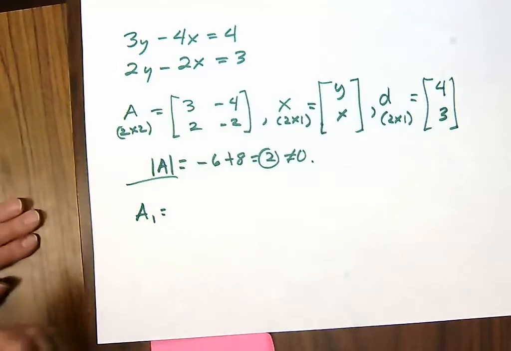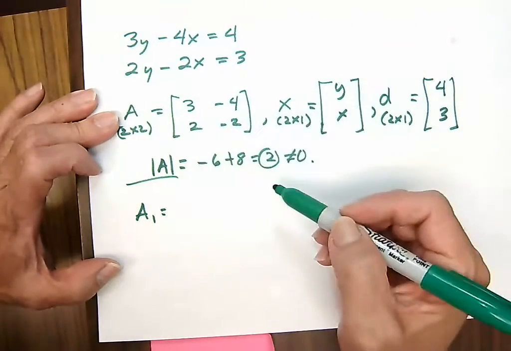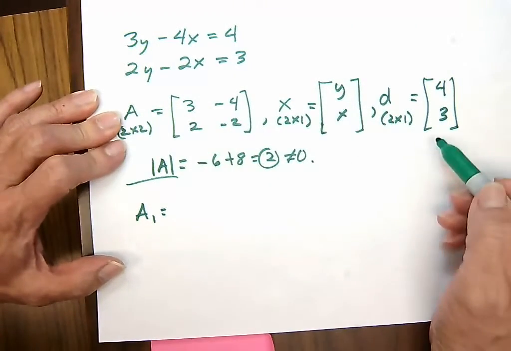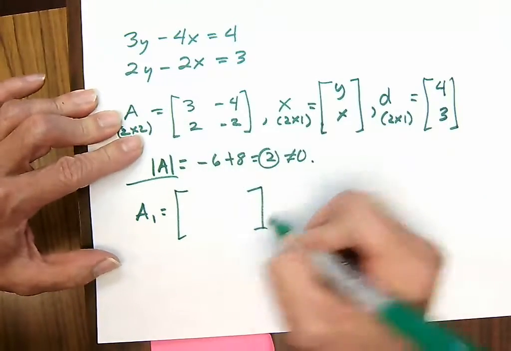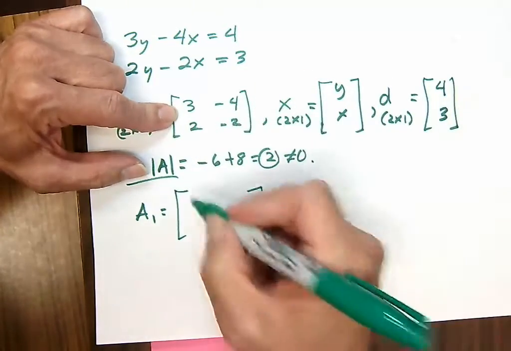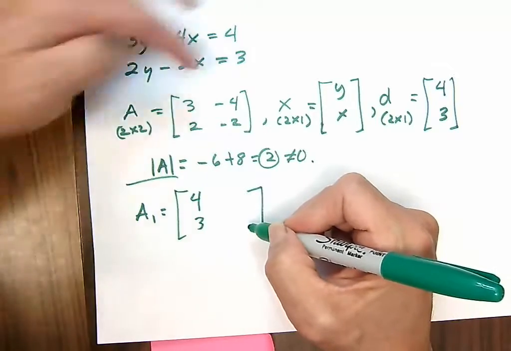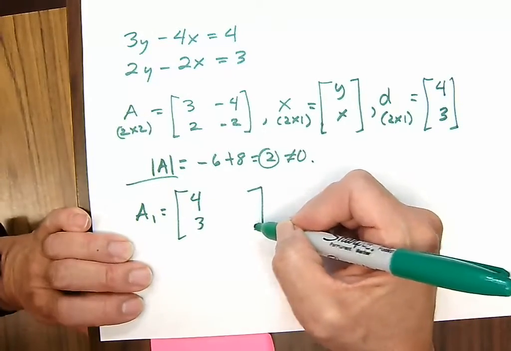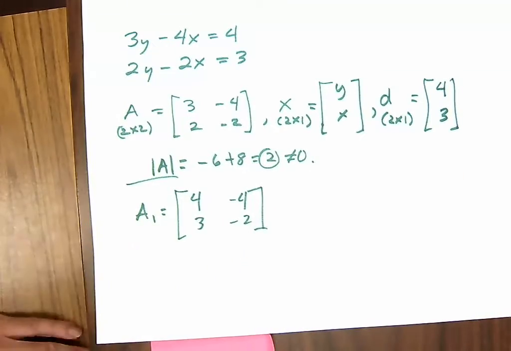The A1 matrix is the same as the A matrix, only we replace the first column in the A matrix by the D column vector. So again, I'm just going to go back to the A matrix, but to get the A1 matrix, I replace the first column of the A matrix with the D column vector, and then put in the remaining elements of the A matrix into the A1 matrix. So again, we have minus 4 and minus 2.